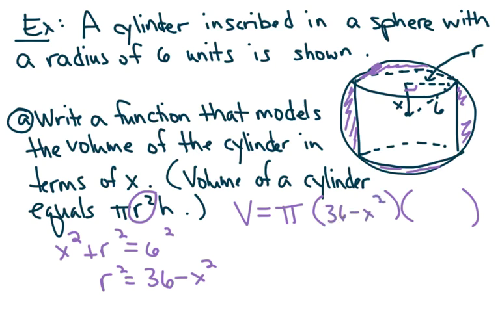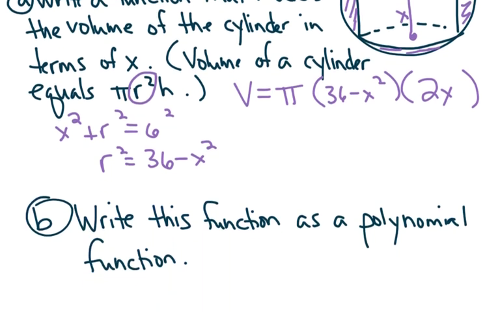So there's r squared. To find the height of the cylinder, well, this is the center of the cylinder. So if this is h, then x, the length from the center down to the bottom of the cylinder, must also be x. So the height must be 2x. The next thing we're going to do is write this function as a polynomial function. In other words, we're going to multiply it out. The easiest way to multiply it out is to first distribute this. So 36 times 2 is 72x minus 2x to the 3rd.